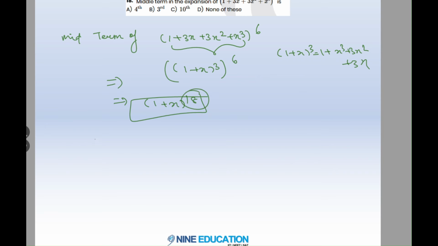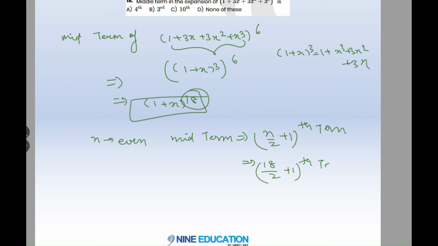Midterm, when n is even, then midterm is equal to n by 2 plus 1th term. So this is 18 by 2 plus 1th term. This is 10th term. Hence, option number C is correct.